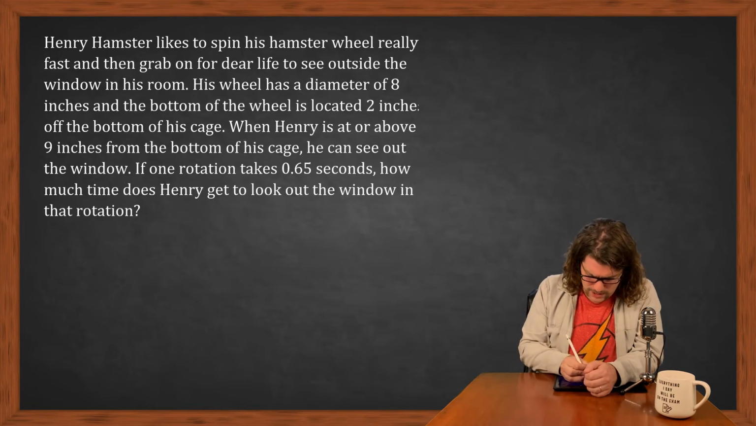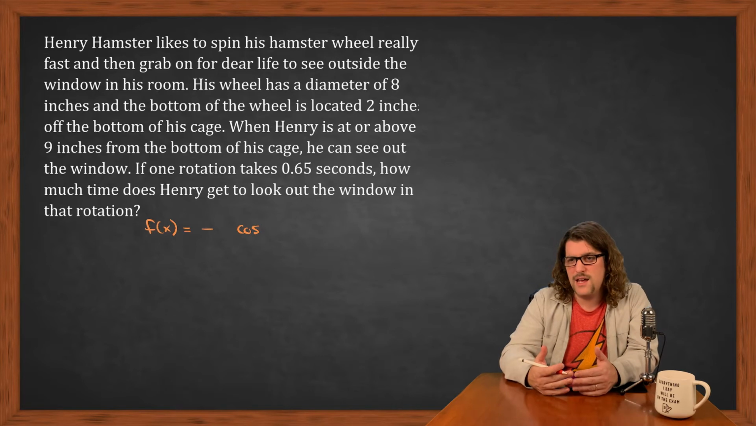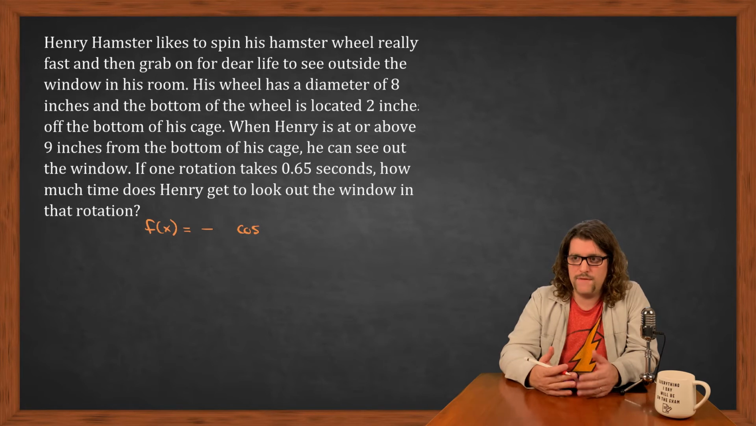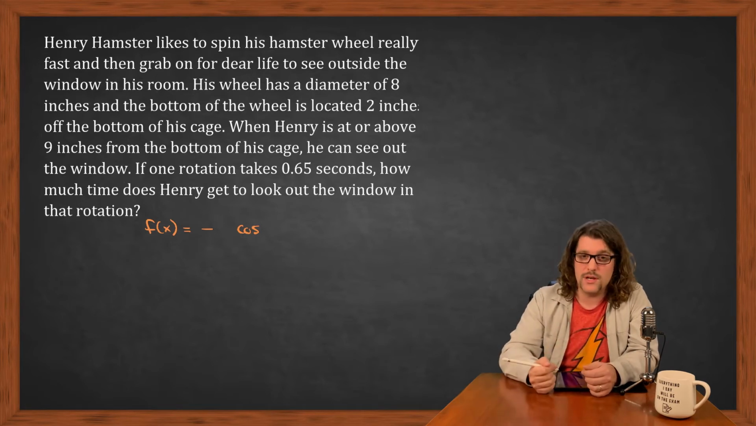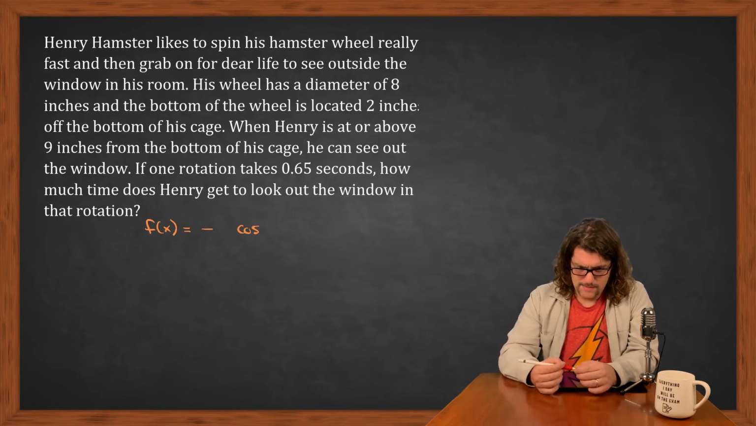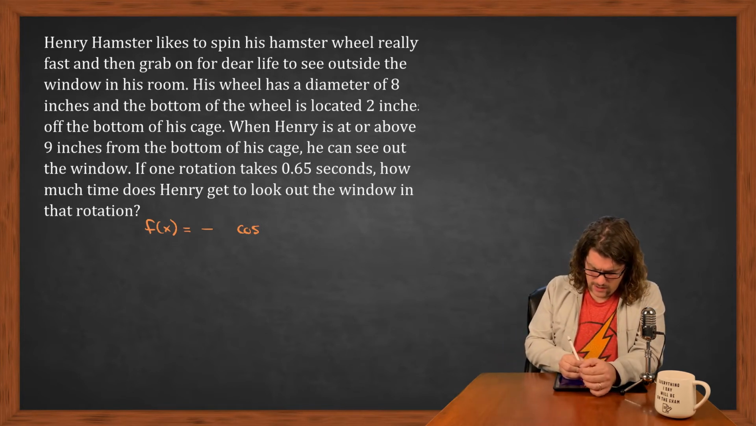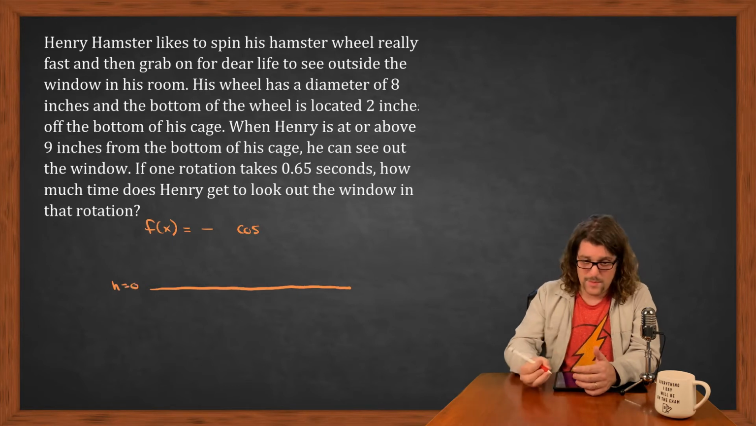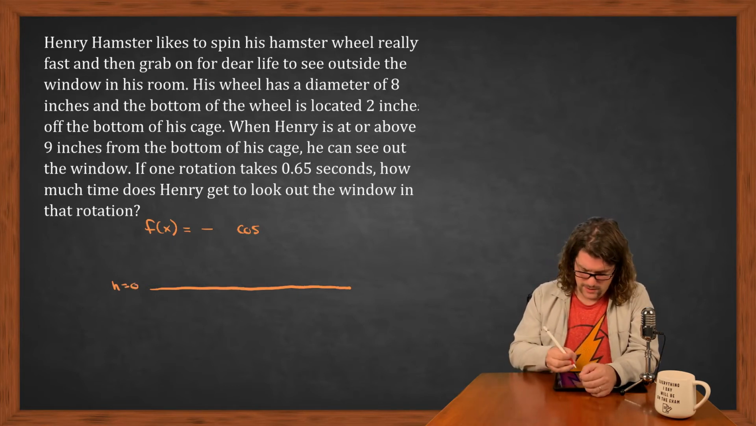So I am going to set up a negative cosine function. I know that might seem a little weird, but the reason is that I'm viewing it as the hamster being at the bottom at time equal to 0. And for me, from a mental point of view, if I'm set on that, I want my equation to go along with that too. So I'm going to set it up so that the bottom of my cage is going to be height equal to 0. Now, the bottom of my cage is not where the hamster wheel is located.